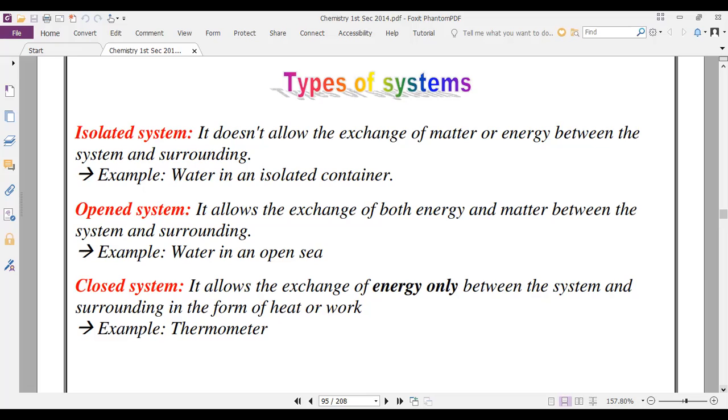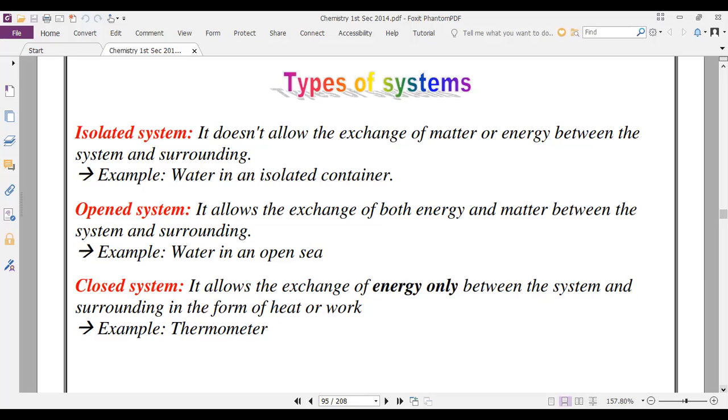Food in a pot, right. But this pot must be made to not lose or gain any energy. So it's called an isolated system.